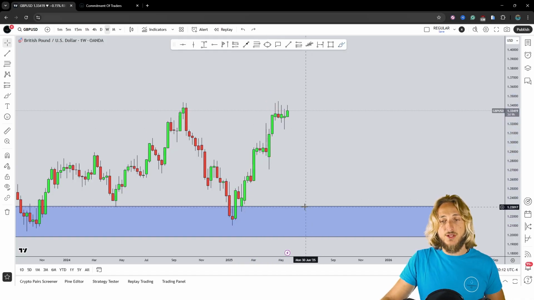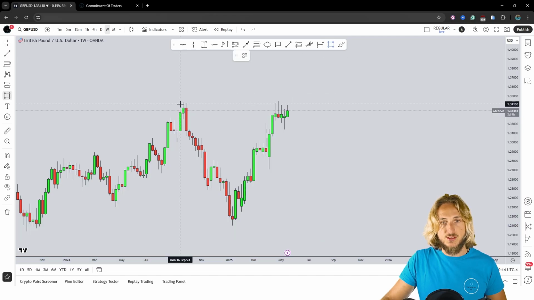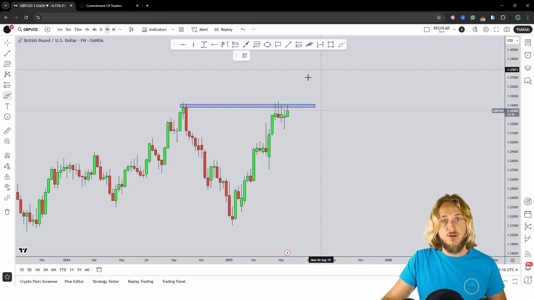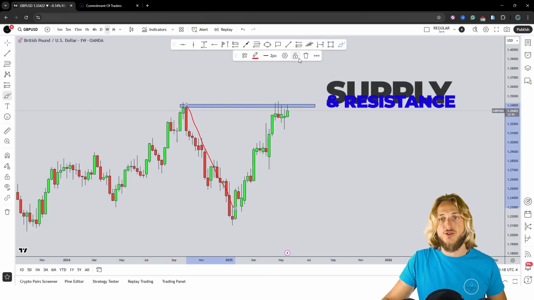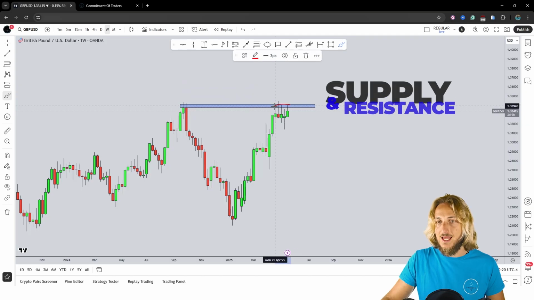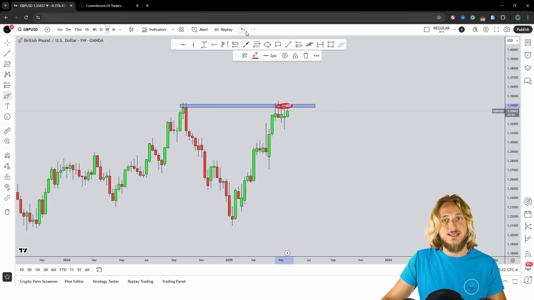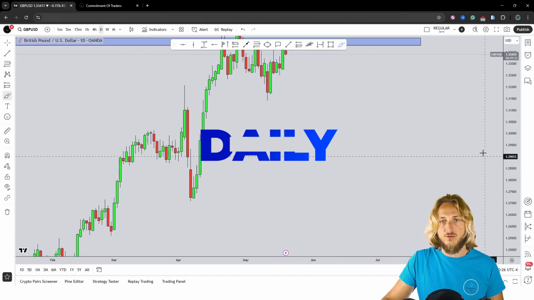Now, there is one level that we have to pay attention to, which is this zone here. This is the previous level of supply and resistance from which all this rejection to the downside was created. At the moment the market is testing this exact same zone. Now, if we drop down on the daily time frame, what do we see?